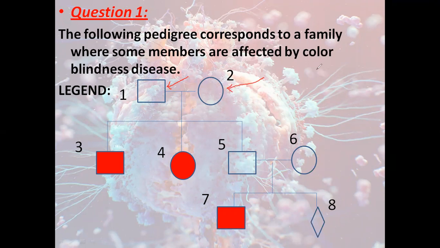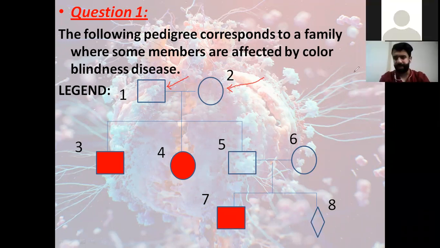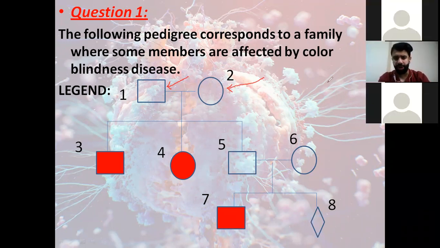Yes, Cynthia. Okay, so individuals 1 and 2 are normal, but they gave birth to 3 and 4 that have color blindness disease. So the color blindness disease is masked in the parents, and it is recessive. Don't forget the word allele. The color blindness allele was masked in the parents, and it is recessive with respect to the dominant normal allele.